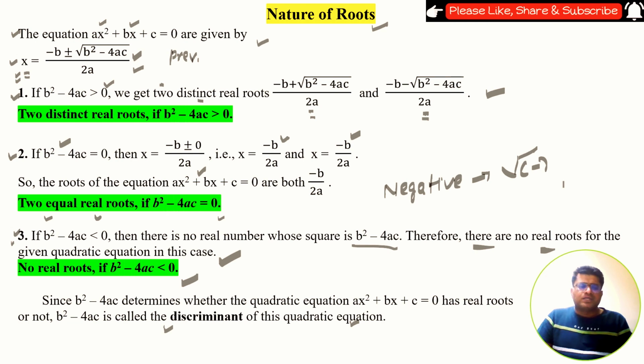Here it is mentioned that b square minus 4ac determines whether the quadratic equation ax square plus bx plus c equals 0 has real roots or not, and it is called the discriminant of this equation. To define the nature of roots of any quadratic equation, you must find the value of the discriminant. After this you can define the nature of the roots of the given quadratic equation. Now we will go ahead and see some problems based on this topic.